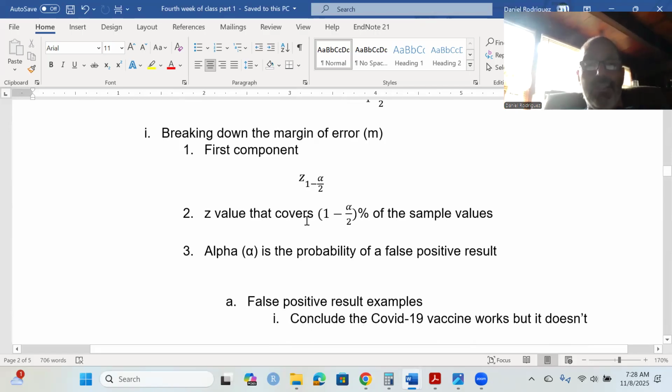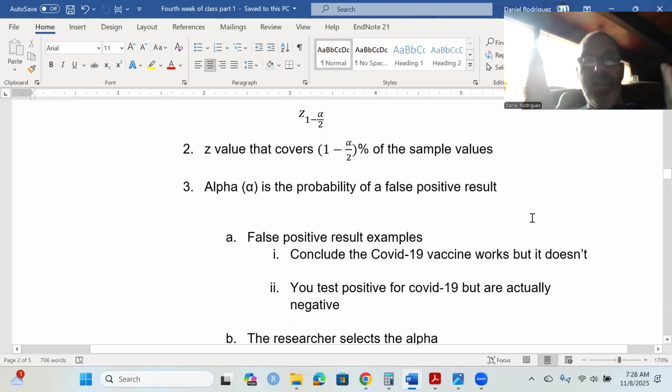So, all right. What we're looking at is for this z value, the z value covers 1 minus alpha over 2 of the sample values. I'll show you in a second, but basically we're looking at everything to the left of some point, right? I'll show you in a second.